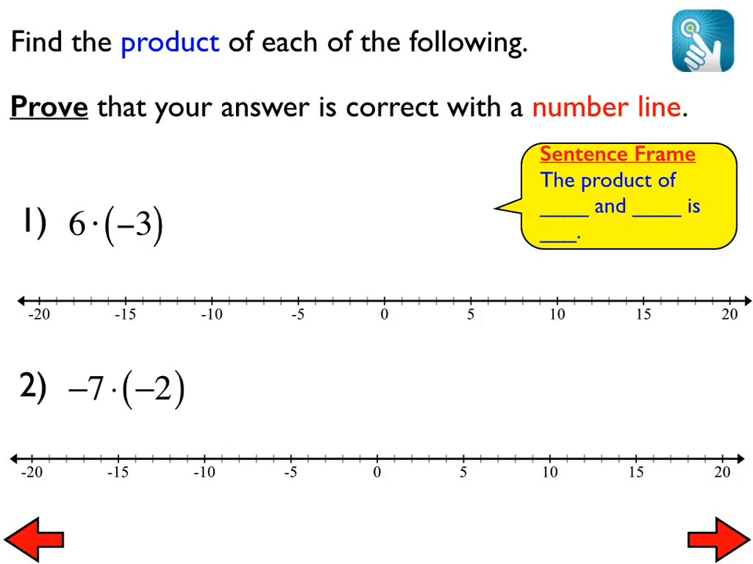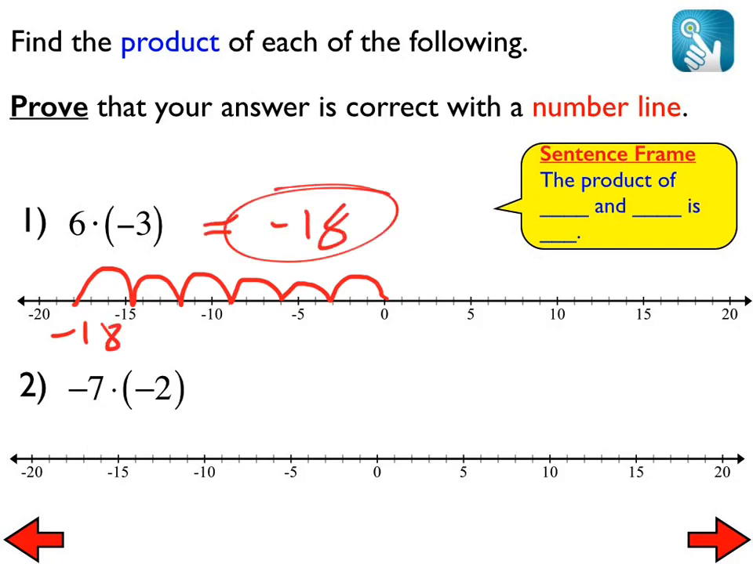Anybody want to take a shot at number one? The product of 6 and negative 3 is negative 18. Good. And using a number line, we're going to go 6 groups of negative 3. There's 1, there's 2, there's 3, there's 4, there's 5, there is 6. We're right there at negative 18. So the product of 6 and negative 3 is negative 18.